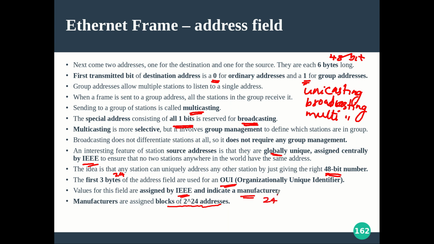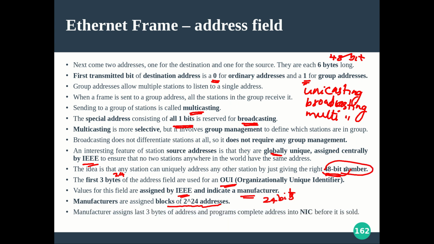So those 24 bits make the least significant 3 byte. This 3 byte or 24 bits makes the most significant 3 byte. So together it will form the 6 byte or 48 bit address, the MAC address, right? So the manufacturer assigns the last 3 byte, that is nothing but 2 power 24 addresses given to the manufacturer, right? Out of them one address will be given to that particular NIC, and the entire thing will be programmed completely into the network interface card before it is sold.